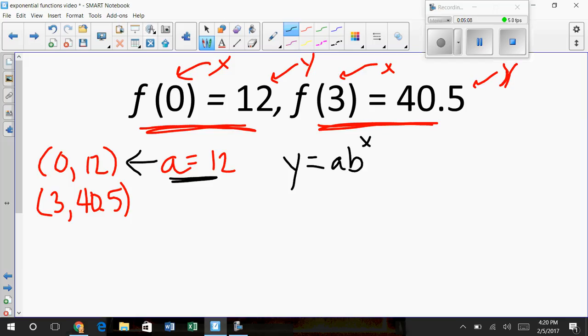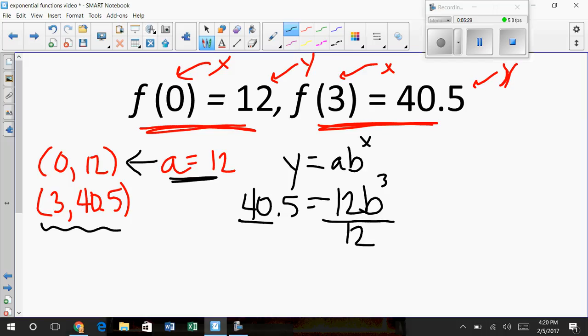So I'm going to go ahead and use the fact that I know a is 12. And I don't know b, but I do have this other pair of x and y. So I'm going to put 40.5 in for y, and I'll leave b as b, and I'll put in 3 for x. So now I'm really isolating b and then getting rid of that exponent. At this point, I would divide both sides by 12. If you have your calculator handy, go ahead and punch that in.